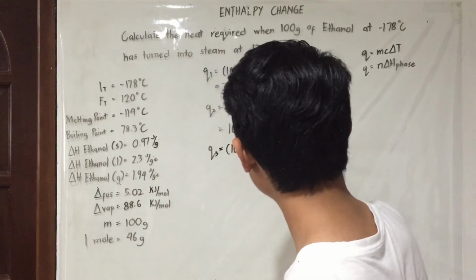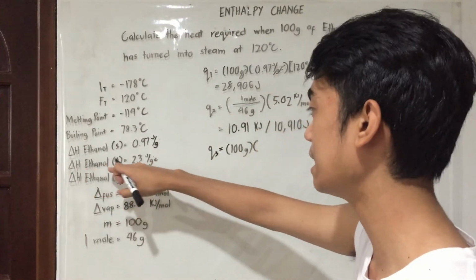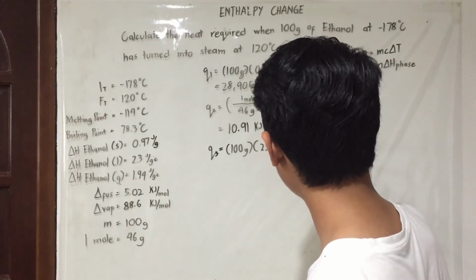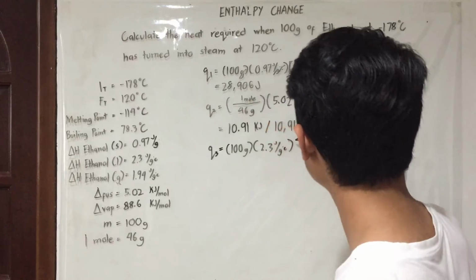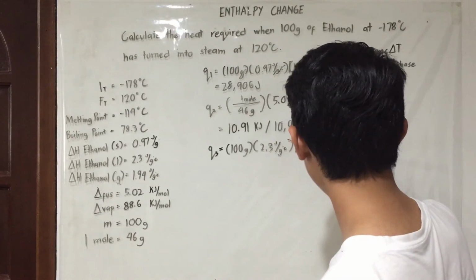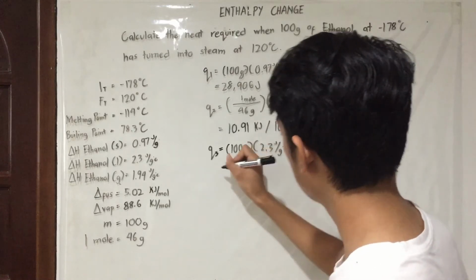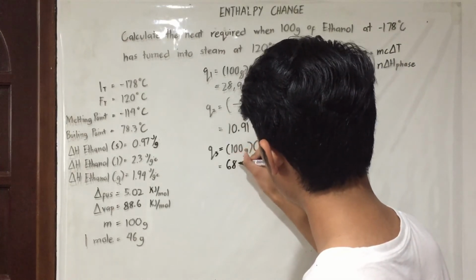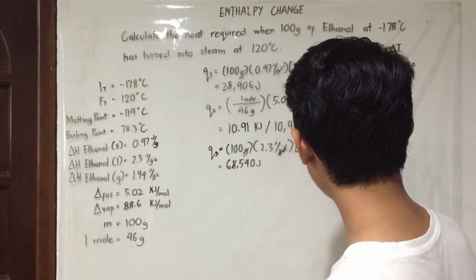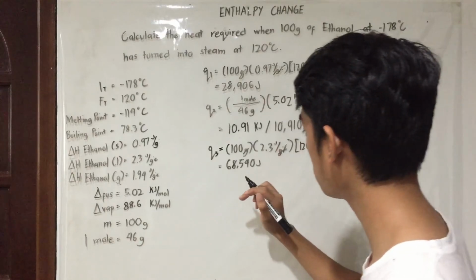And now for Q3, we're just going to use the same formula just like before. So 100 grams times, but this time its phase is in liquid form. So 2.3 joules per gram Celsius times change in temperature, which is 120 degrees minus negative 178 degrees Celsius. So if you're going to go, 68,540 joules. Remember to cancel this. We're not going to use that anymore. The only unit left now is joules, so that's the unit.